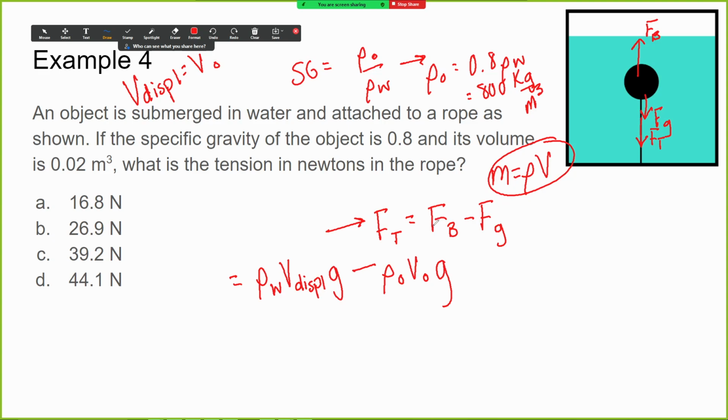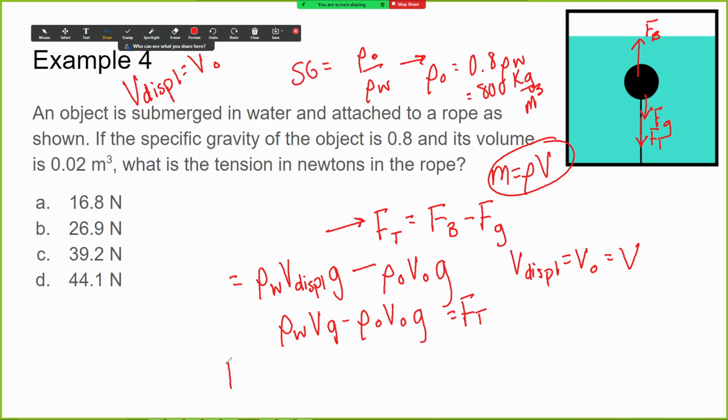We know that the volume of water that's displaced is equal to the volume of the object, so V displaced is equal to V object. I'm going to just call that V, okay? So this becomes rho water Vg minus rho object, I really should say, V object g, is equal to the force of tension. So force of tension is equal to Vg times the difference between these two densities.